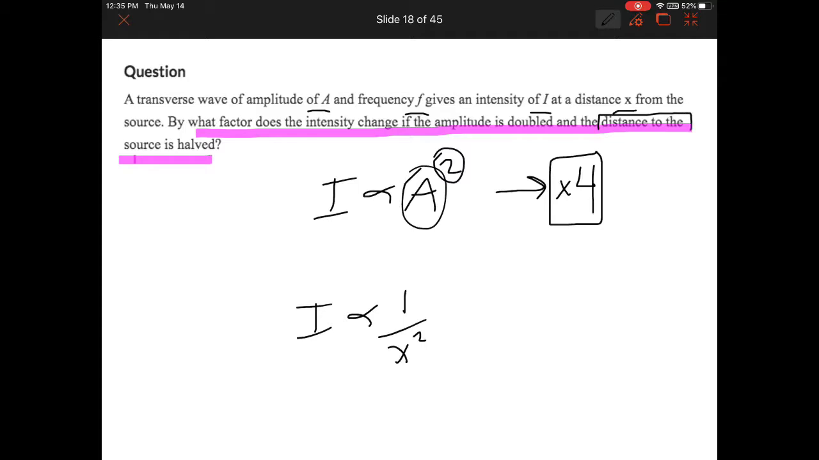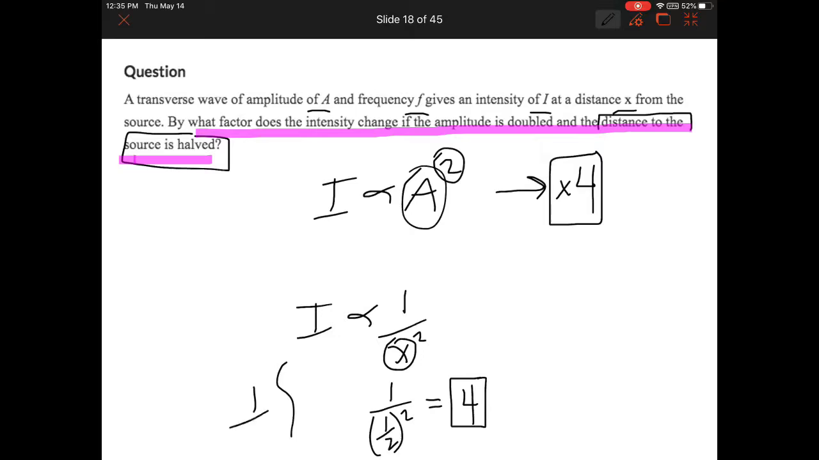But what happens when I halve the distance? Well, if I halve the distance, it's like saying 1 over a half squared. That will actually simplify to a big ol' 4. Take the time to pause and make sure that you understand that. That will basically give me 1 divided by a quarter, which is like saying multiplying by 4. Okay? It's like dividing by 0.25. Dividing by 0.25 is like multiplying by 4.